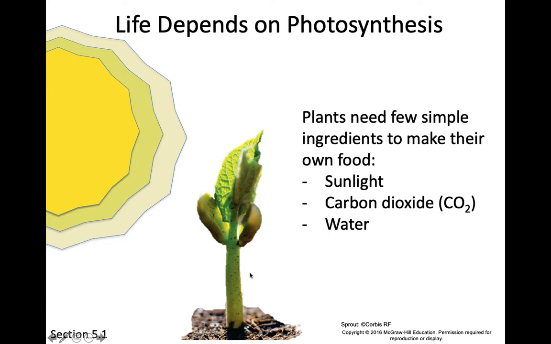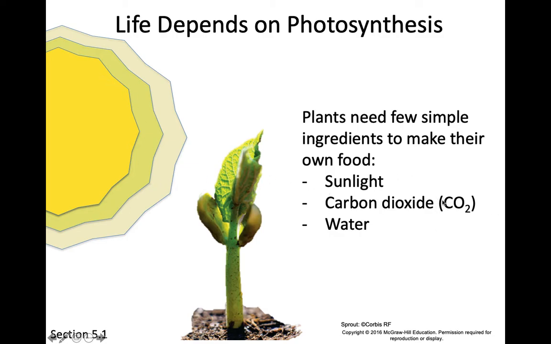So plants can't just make food out of nothing. They have to have a couple of raw ingredients, and that makes sense. You have to have sunlight, and sunlight is the fuel that powers photosynthesis. This is the gasoline, if you like. The energy to power the reactions of photosynthesis is going to come from the sun. The energy to power our reactions to make energy inside of our cells comes from the food we eat. These guys, instead of eating food, get their energy from the sun.